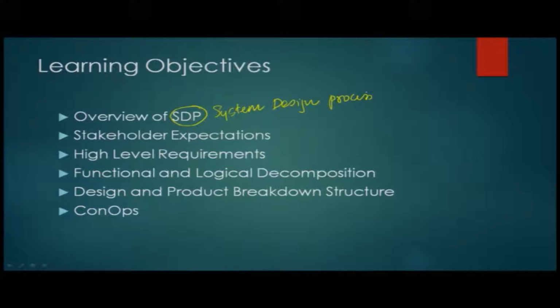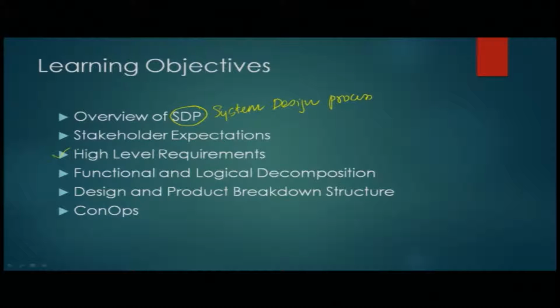And then we also talk about what the stakeholder expectations are, who the stakeholders are, and how we talk about expectations. We will also talk about high level requirements and why they are important in the system design process. And we also talk about how we translate the high level requirements into functional and logical decomposition and how this document aids in the development of the system.